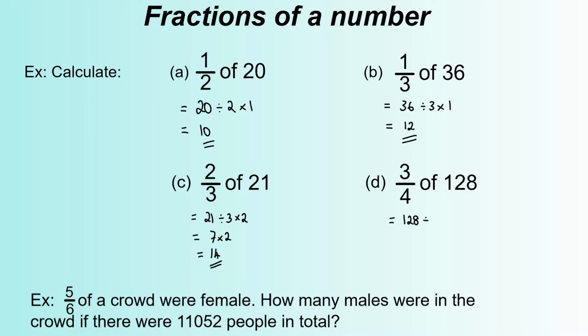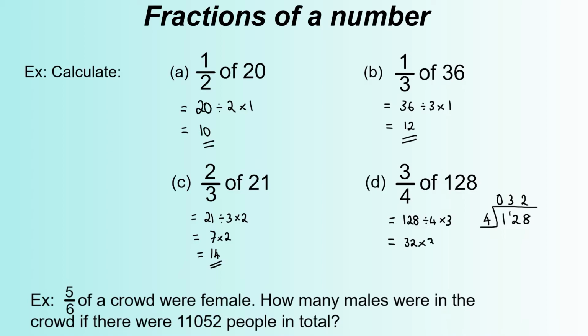So 128 divided by 4, divided by the bottom, times by the top, times by 3. Now, if you're not sure about 128 divided by 4, that's the stage where you set out a little dividing calculation. We've got 128 split 4 ways. How many 4s fit into 1? That would be 0. Carry the remaining 1 over. How many 4s fit into 12? That would be 3. How many 4s fit into 8? That would be 2. So we get 32 there. So 128 divided by 4 is 32.